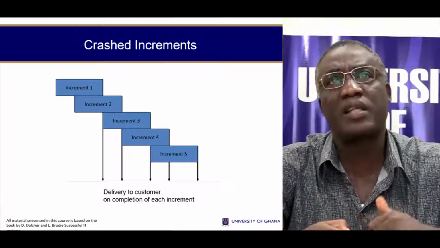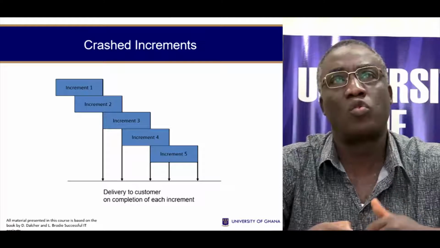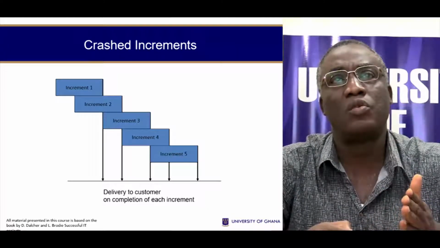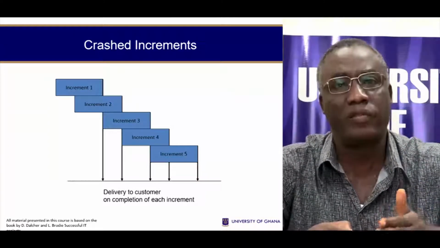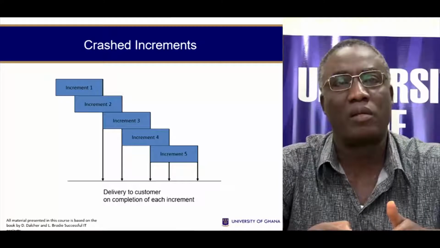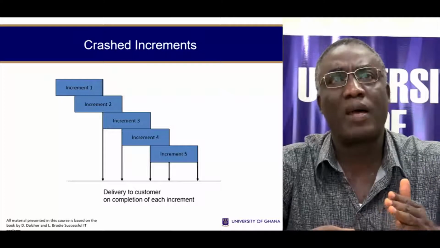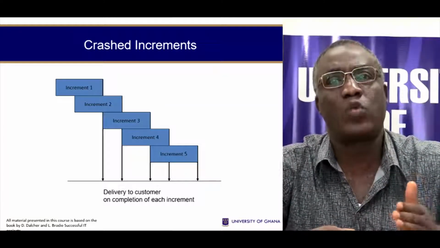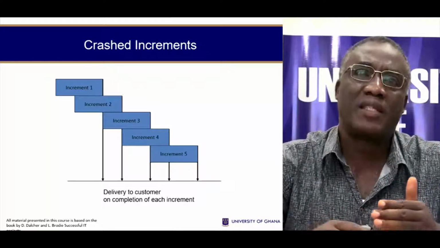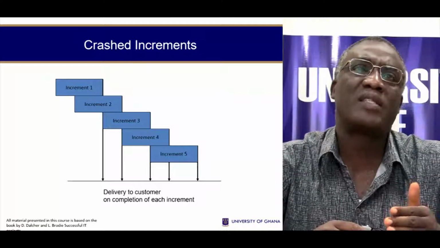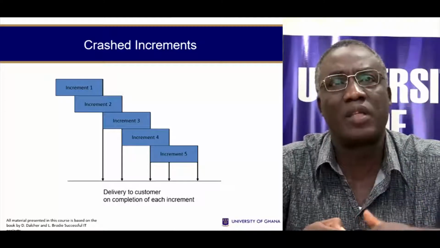Now, of course, there are crashed increments. As you can see, you deliver to the customer once it's complete, but before you even deliver the first one, you start the second one. As opposed to the previous one, where you start the next one only after the first one had been delivered. In crashed increments, you can start the second one while the first one hasn't yet been delivered. So you crashed the increments.